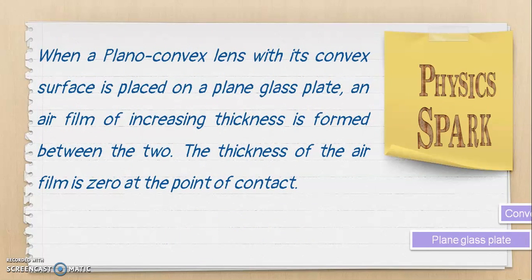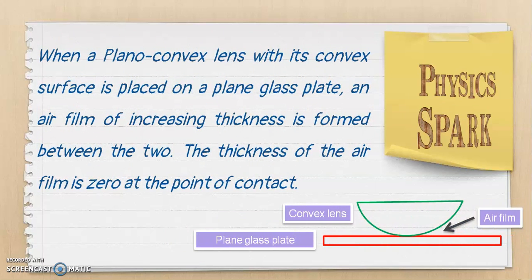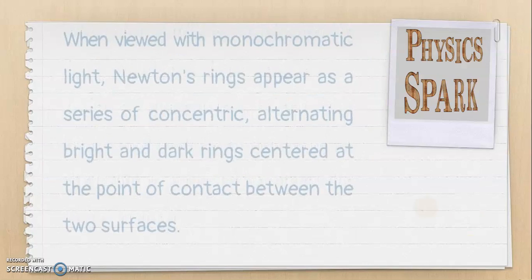When a plano-convex lens with its convex surface is placed on a plain glass plate, an air film of increasing thickness is formed between the two. The thickness of the air film is 0 at the point of contact. Here this is the convex lens, and this is the convex surface of the lens, and it is in contact with the plain glass plate. And when these two surfaces are in contact, then an air gap, or you can say air film, is formed. And with the increasing thickness of the air film, we will get the concentric rings.